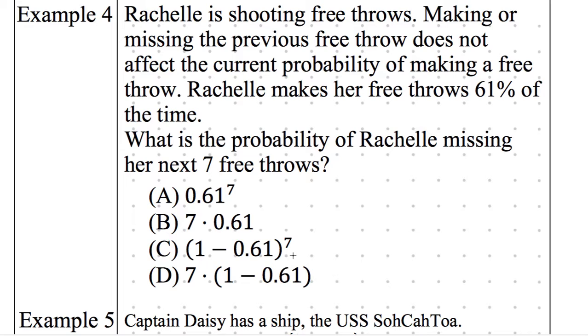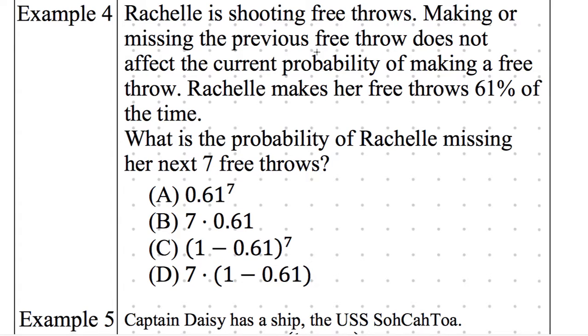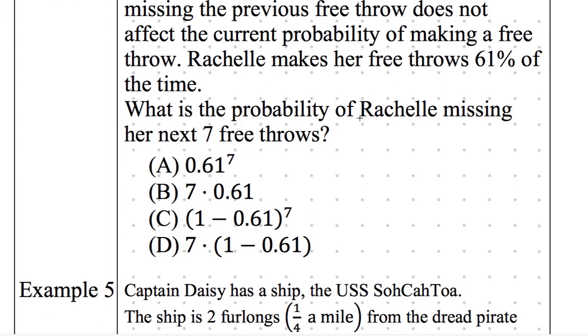So Rochelle, you're up. You make your free throws 61% of the time, which is good because NBA players make it like 70 to 80% of the time. You're almost NBA. Making or missing your previous free throw does not affect the current probability. I say that because I need to say this is independent. What's the probability of you missing your next 7 shots in a row?